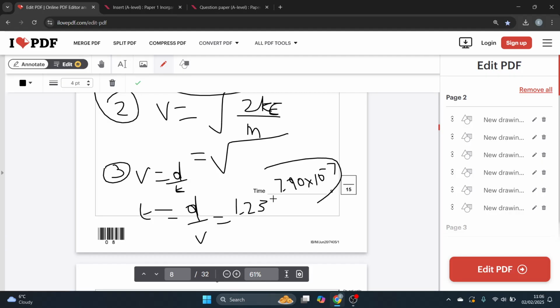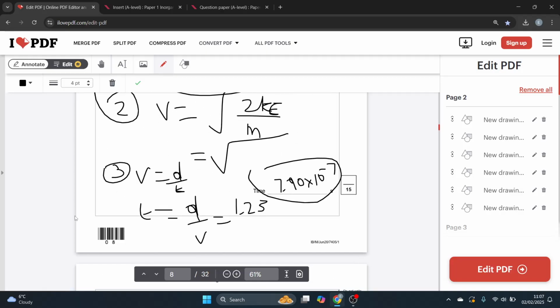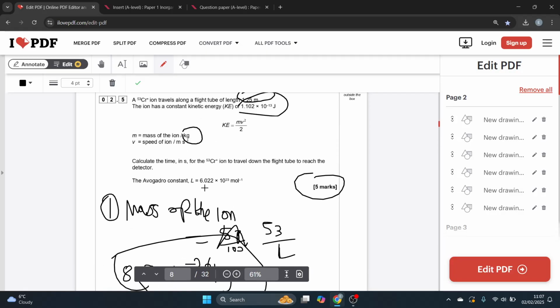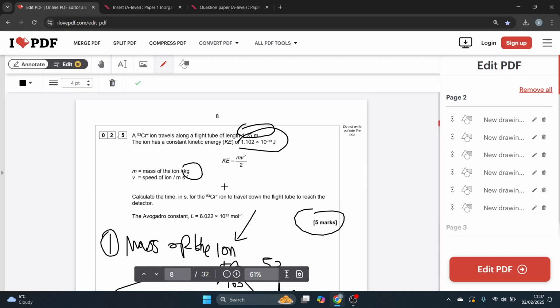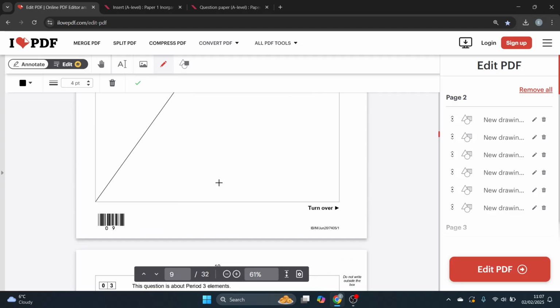So for 5 marks, I think that's pretty nice. Obviously, the mark scheme is going to be very specific. You need to show velocity, distance divided by time, maybe rearrange it as well. But yeah, the only hard part was realizing you have to find the mass of the ion. Then you can quite easily find velocity, rearranging it, then rearrange the equation, find time, and yeah.